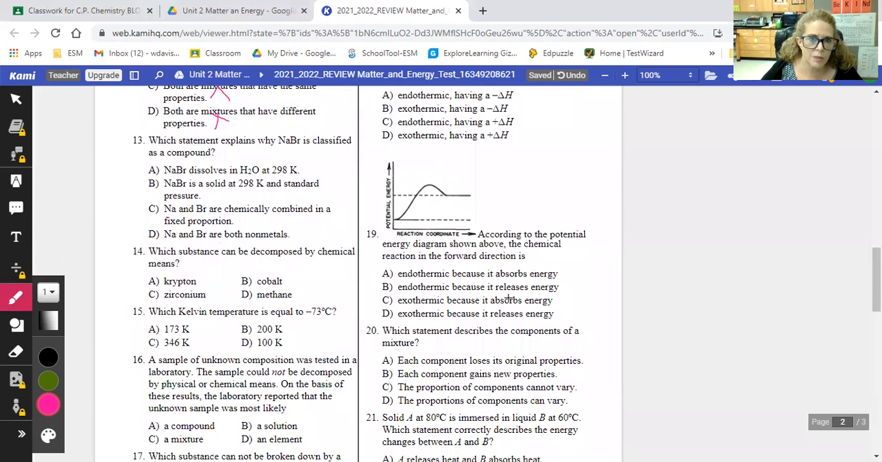All right, so which statement explains why NaBr is classified as a compound? Well, it's because I have two elements chemically combined. Dissolving, nope. Solid, nope. Chemically combined in a fixed proportion, yes.